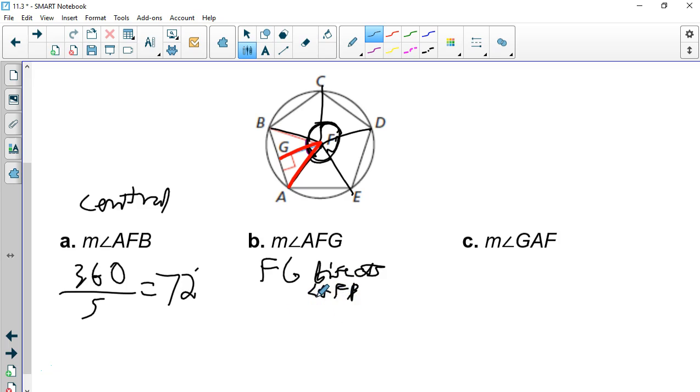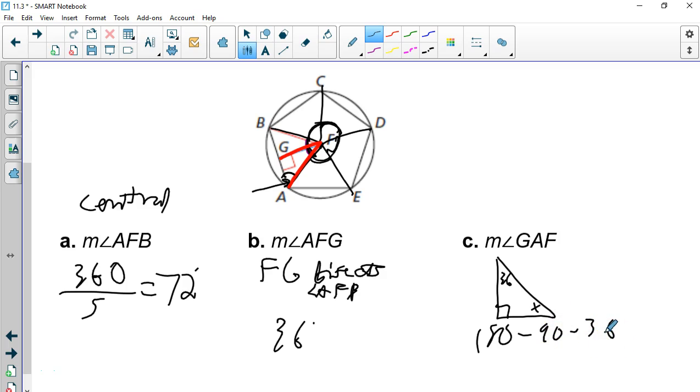Okay? So therefore, we just divide our answer from A by 2, and we get 36 degrees. Now, this is leading into where we're going today, GAF. Where's GAF? Well, GAF is right here. This angle right here. Well, using the concept of a triangle, we know this is 90, and we just said this is 36. So how do we find this? 180 minus 90 minus 36. And that gives us 54 degrees.